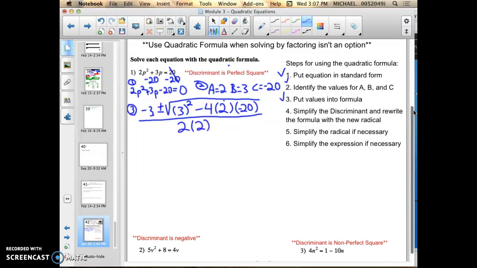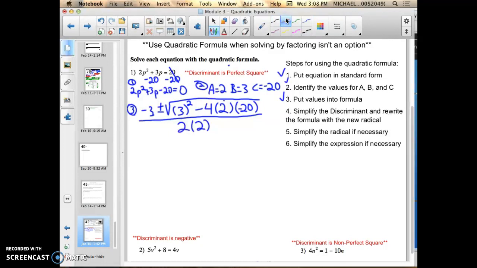Now, step 4 says to simplify the discriminant and rewrite the formula with the new radical, with the new discriminant underneath the radical. Alright, so step 4 and step 5 will change based on what the discriminant is. I'm sorry, step 5 will change based on what the discriminant is. Step 4 will be the same. This process of simplifying the discriminant, okay?